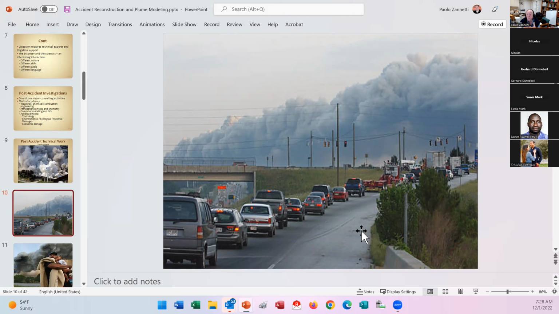What to tell people 5-10 minutes after an accident? What to tell people in the neighborhood? What to do and where to go? It's a big challenge because it's very difficult to know where the plume is going. In this case, it looks like people are driving into the plume in this particular picture. So you have to be very careful.